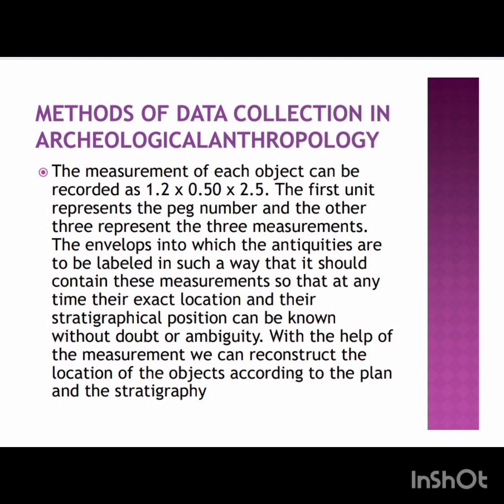The measurements of each object can be recorded as 1.2 into 0.50 into 2.5. The first unit represents the peg number and the other 3 represent the 3 measurements. The envelopes into which the antiquities are placed are to be labeled in such a way that they contain these measurements, so that at any time their exact location and their stratigraphical position can be known without doubt or ambiguity. With the help of measurements, we can reconstruct the location of the objects according to the plan and the stratigraphy.